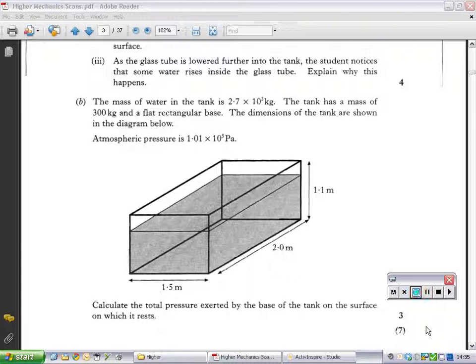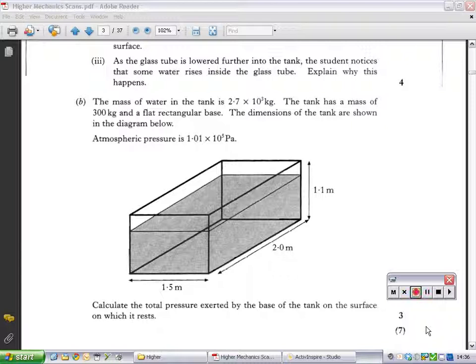The mass of the water in the tank is 2.7 times 10 to the 3 kilograms. The tank has a mass of 300 kilograms on a flat rectangular base. The dimensions of the tank are shown. Atmospheric pressure is that. Calculate the total pressure exerted by the base of the tank on the surface on which it rests. We already agreed last day that we're going to add on atmospheric pressure to whatever extra pressure we had.